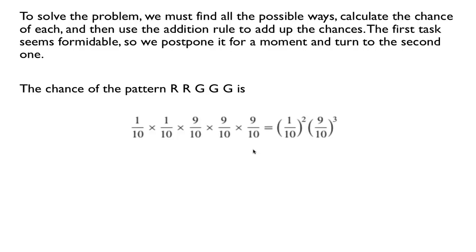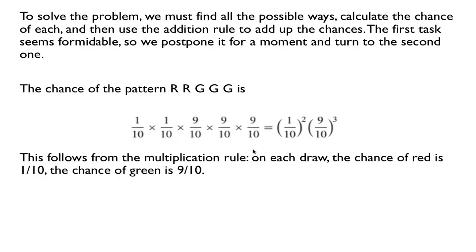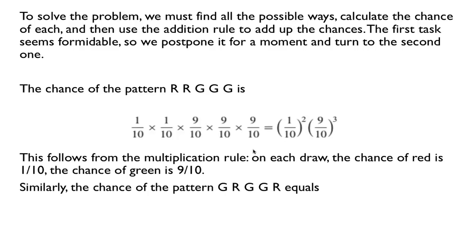These are all independent, so to get a red you get 1 out of 10, and to get a green you get 9 out of 10. To get exactly this pattern, you have to multiply them, because this is getting a red and a red and a green and a green and a green, and because they're independent, we simply multiply the probabilities. That is the multiplication rule.